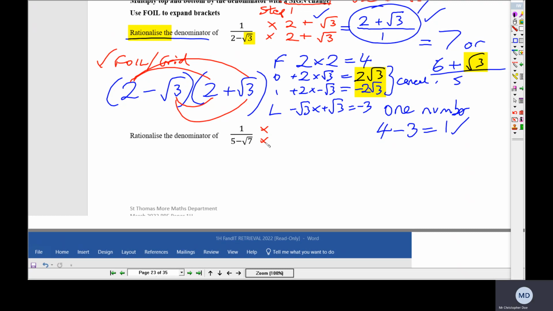Okay, can you remember? What's the number you need to multiply? It's going to be like that, but how is it different? That's a minus already. Did a 5, did a root 7. Good. Well done.